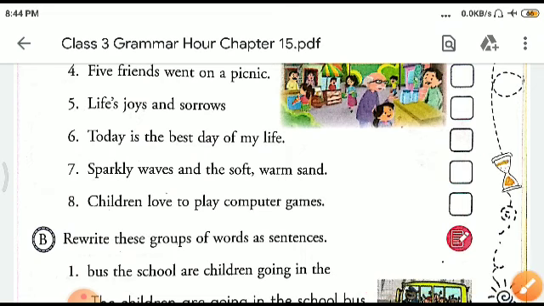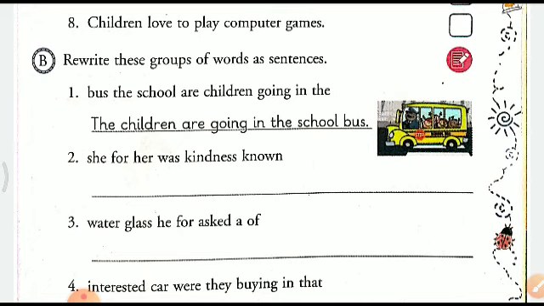Now we come to the B part. Rewrite these groups of words as a sentence. Now see the first one. Bus, the school, are children going in the. Now the hint he has given, the children are going in the school bus. Right? We have to use the same kind of brain in the next sentence.